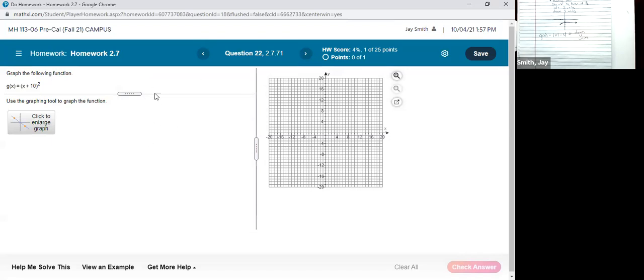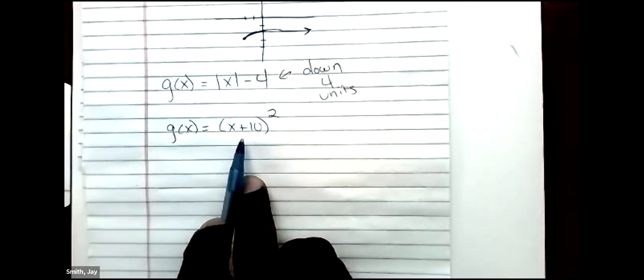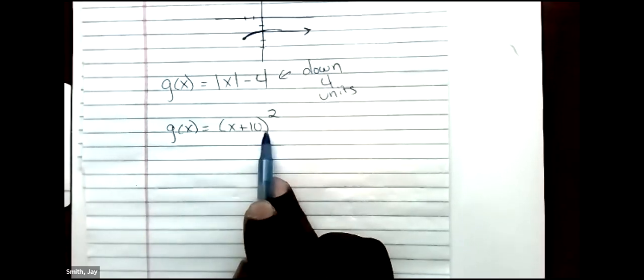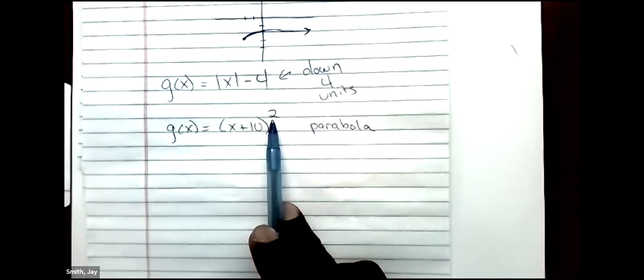All right, so here it says graph the following function. This time we have g of x is equal to (x + 10) quantity squared. So this is the one that we're going to be graphing, (x + 10) squared. This has a horizontal shift of 10. We can tell because it's attached to the x, inside our parentheses. We're going to be starting with a parabola, and we can tell this because its power is 2.